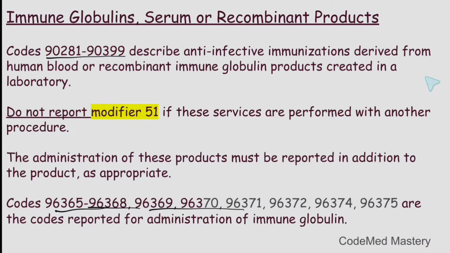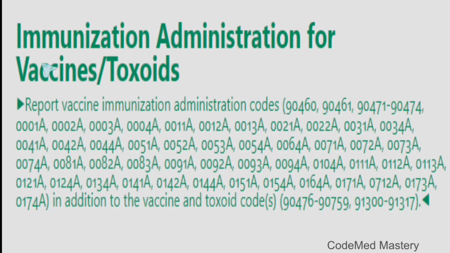Let us move on to the next guideline. Next guideline is about immunization administration for vaccines or toxoids. So here the guideline is report vaccine immunization administration codes in addition to the vaccine and toxoid codes. So this is the code range for vaccines and toxoid. You can see 90476 code is for adenovirus vaccine. So like that you have codes for different vaccines in this code range. So with that vaccine codes you have to report vaccine immunization administration codes.